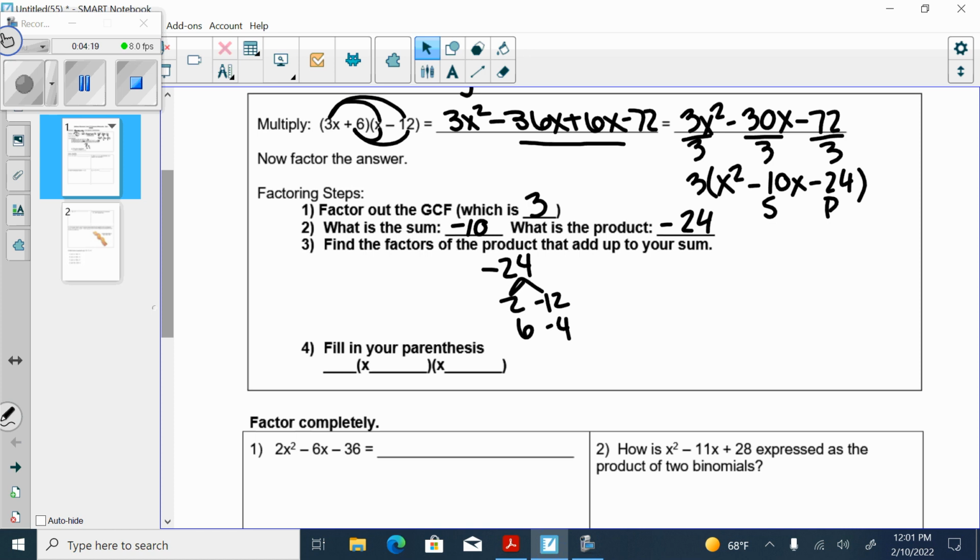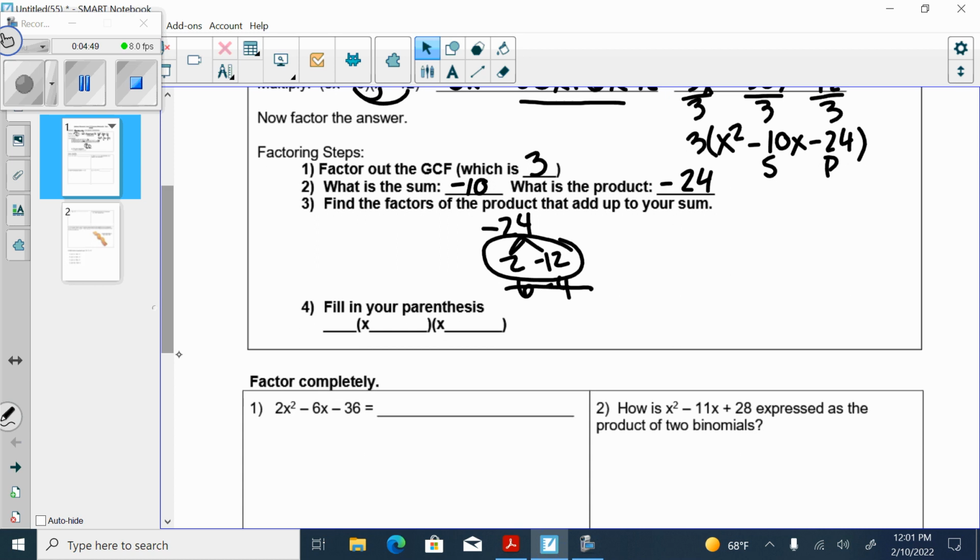And remember, I'm just checking to see which ones will add to give me negative 10, right? Well, what is 6 plus negative 4? 2. 2, so that can't work. Even if I switch it, it would just give me negative 2, right? What about 2 plus negative 12? Right, so that is exactly what we were looking for, right? So these must be the numbers that we need to use. Okay? So then we said this is how we will write our final answer.